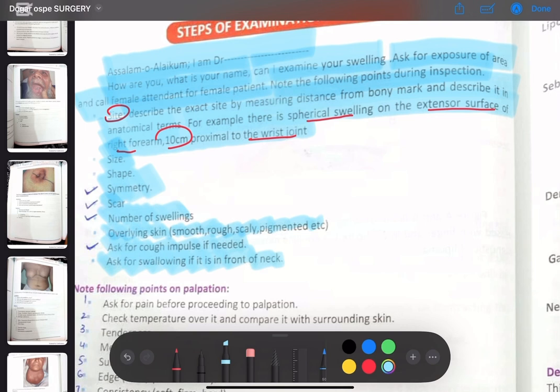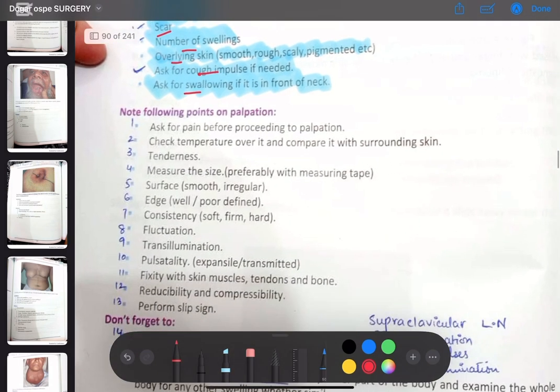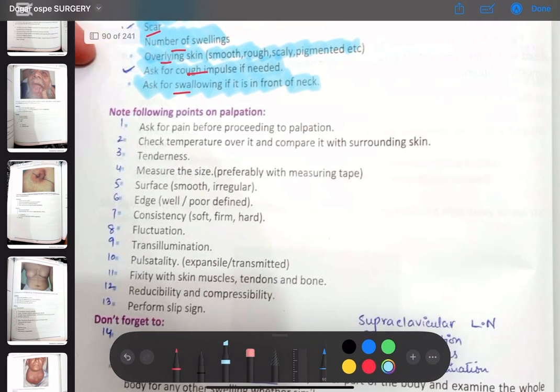That you have to notice the site, then the size, the shape, the symmetry, the scar, the number of swellings, the overlying skin, then ask for the cough impulse and ask for swelling if it is in front of the neck. Now note the following points on the palpation, that is, ask for pain before proceeding to palpation.